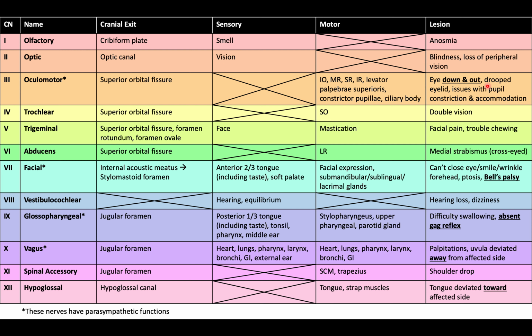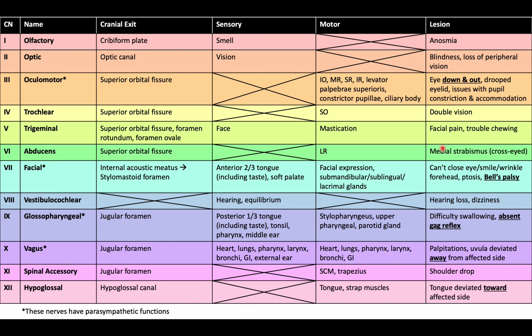I'm not going to be able to constrict my pupil since oculomotor also goes to the constrictor pupillae, and then I'm going to have trouble with accommodation, so I'm not going to be able to read something up close, and that is an action by the ciliary body. Cranial nerve 4, it does superior oblique, so a problem with that would be double vision, and so make sure that you know that. Cranial nerve 5, I'm going to have facial pain and trouble chewing because it helps with mastication and sensation of the face.